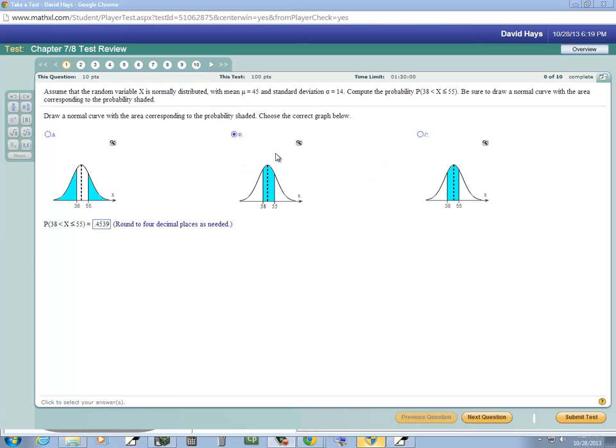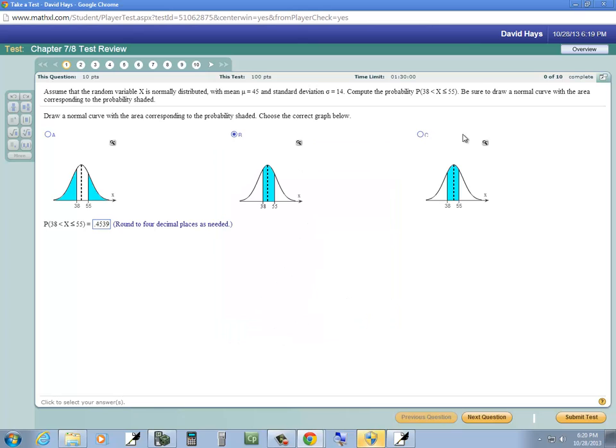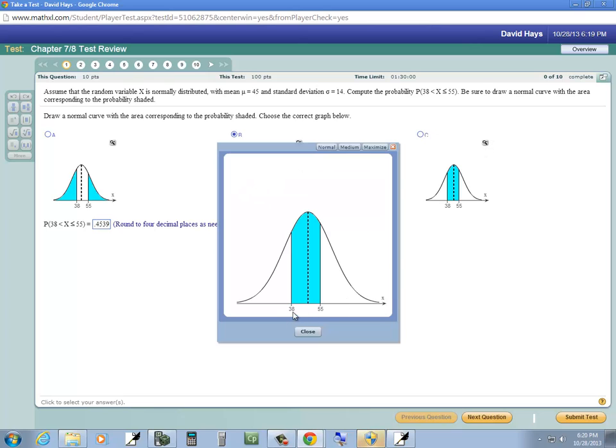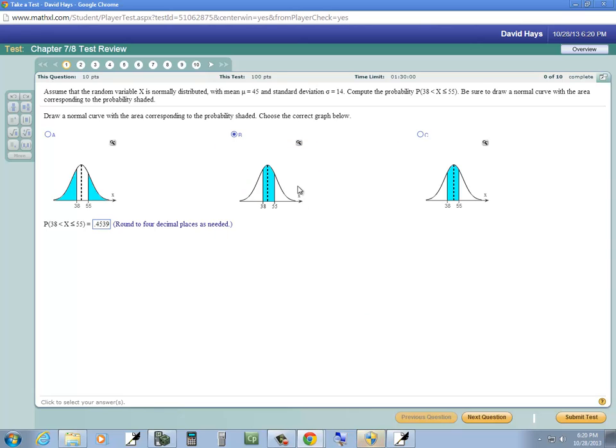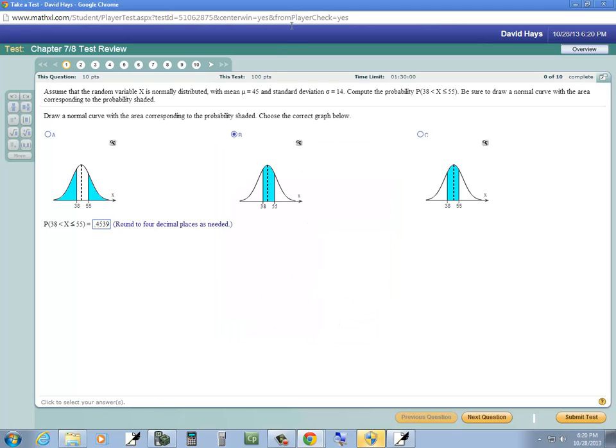I puzzled over which answer this was, whether it was B or C, because they looked the same to me. 38 to 55. Let me bring it up. So 38 to 55, and then I looked at this one, 38 to 55, and they both are the same. But take a look at this. See how there's more blue on this side of the dotted line? The dotted line represents your mean. So there's more on this side, toward the 38. On this one, there's more toward the 55. And so that's the difference between the two.